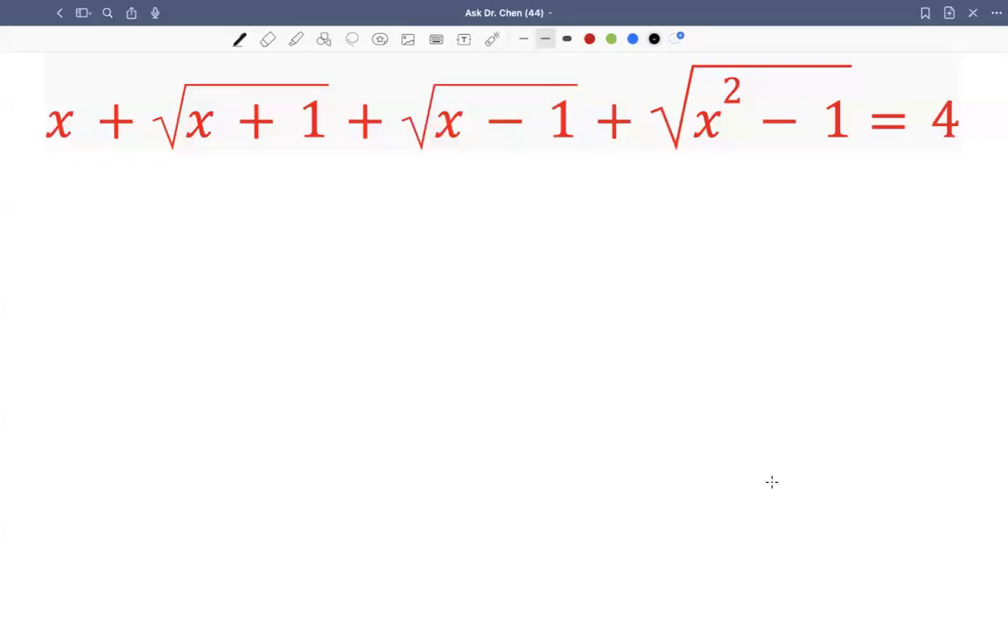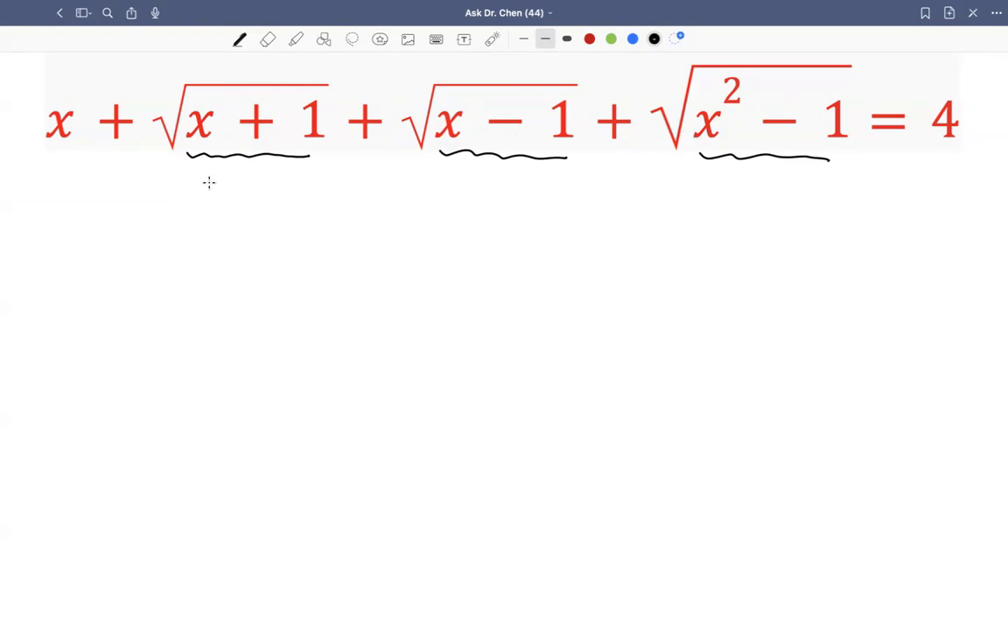Let's see this equation. This one is not so easy to solve, but we see this conjugation here: square root of x plus 1, square root of x minus 1, then this square root of x squared minus 1. Difference of two squares, the conjugation is these two.